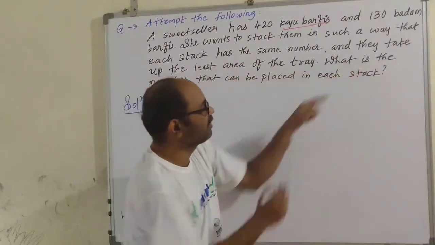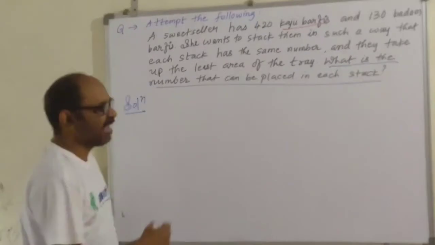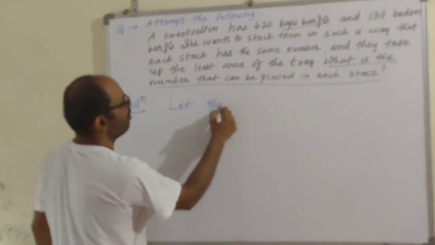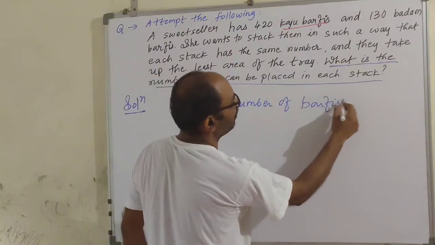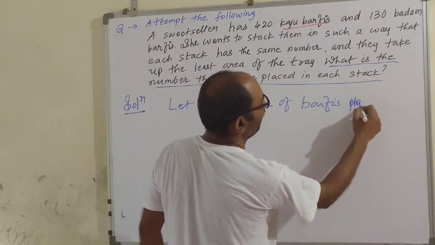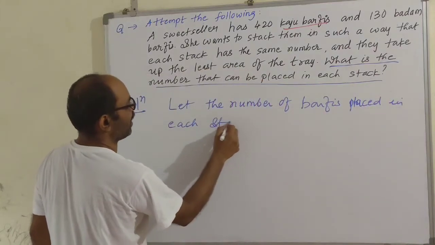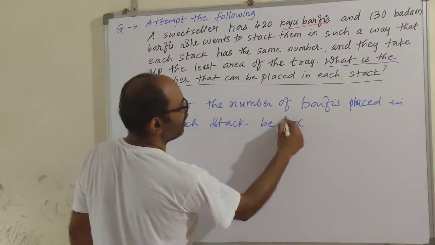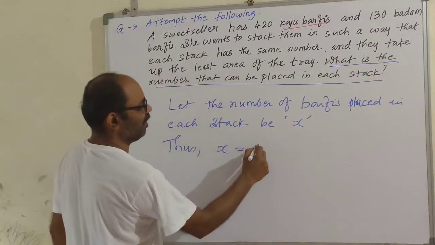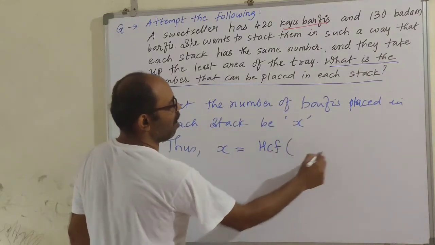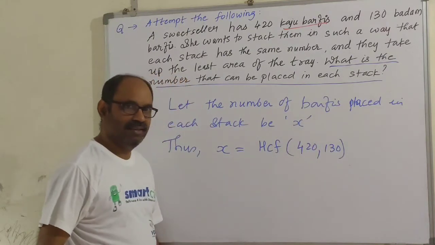What is, this is the question. What is the number that can be placed in each stack? Let the number of burfis placed in each stack be X. Thus X is equal to HCF of 420 and 130.